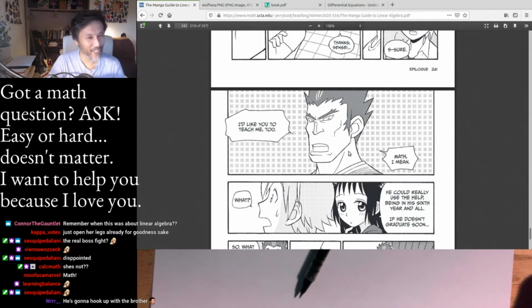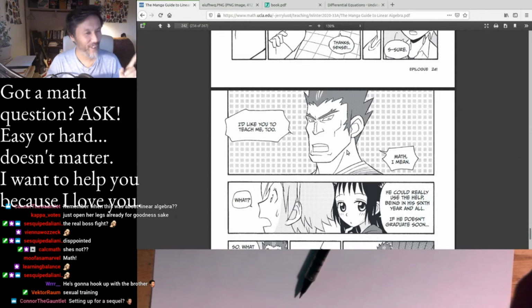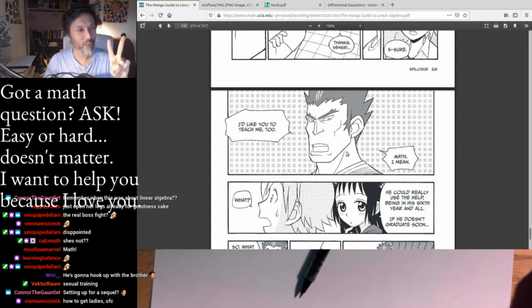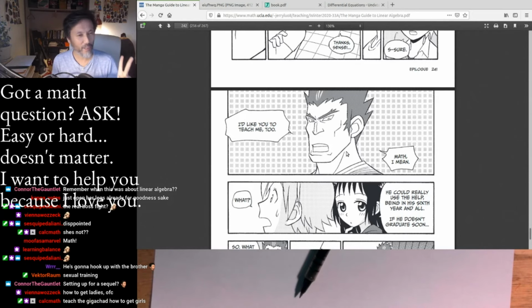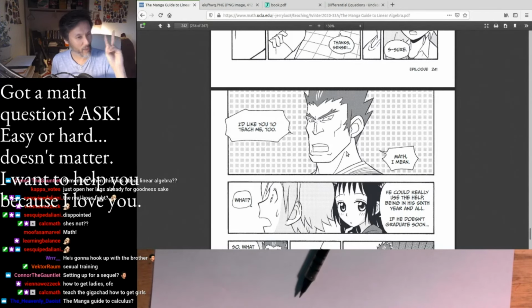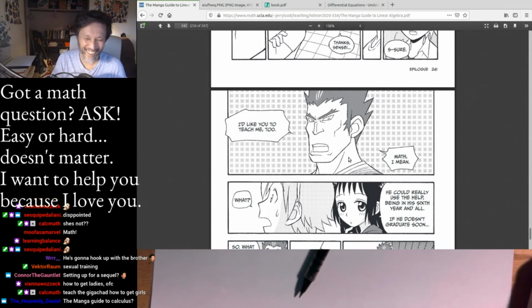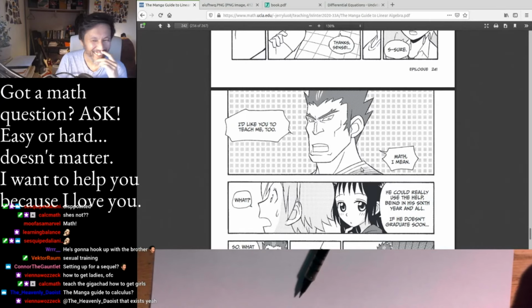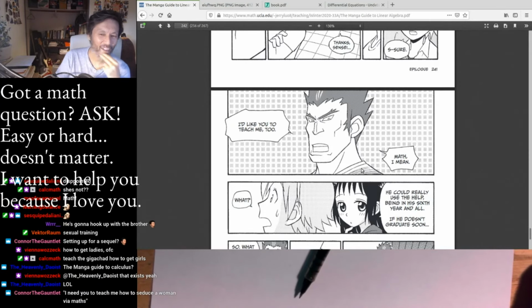There's not very many things he's accomplished in this manga. There's two things. He successfully taught Misa linear algebra, and he's figured out how to get Misa to touch him. Those are the two things here.